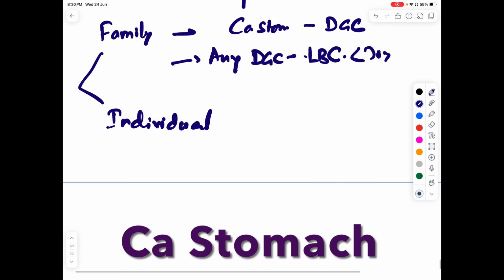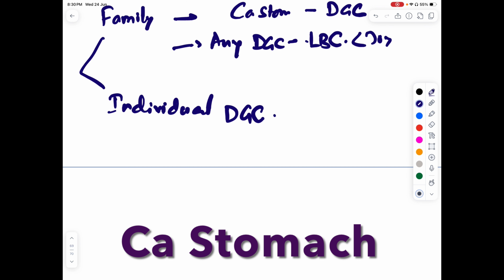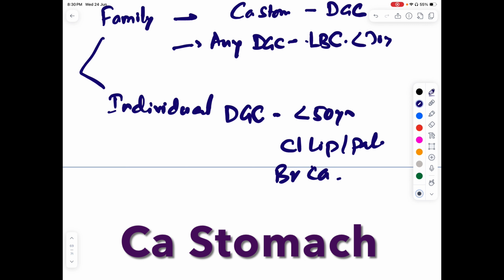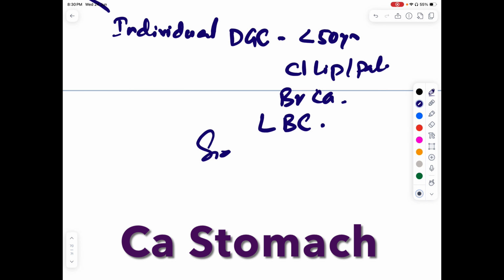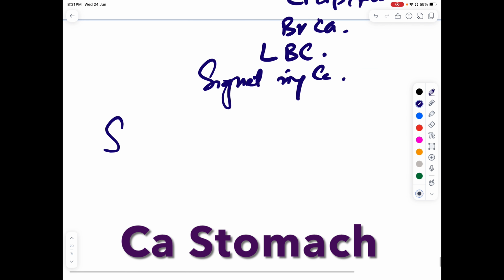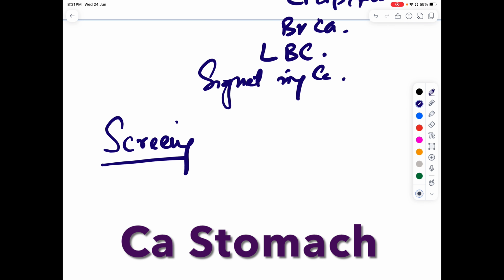Individual criteria: diffuse gastric cancer, less than 50 years. Diffuse gastric cancer with personal or family history, first degree relative, cleft lip, palate, breast cancer, lobular breast cancer, signet ring carcinoma. So age of screening: screening should be done at 16 to 18 years. Prophylactic surgery at 20 to 30 years.